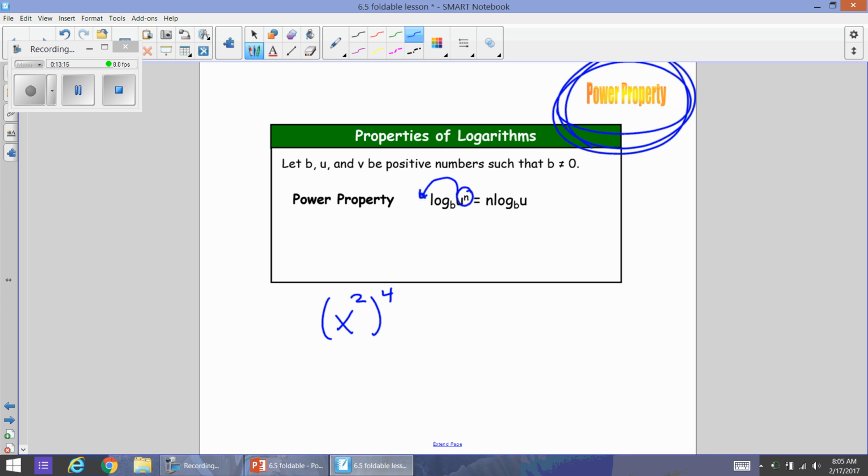Okay, remember this example that we've already been doing for the past couple days? You have x squared raised to the 4th. What do you do? You multiply. So powers mean multiply. All right, you already knew that. Powers mean multiply.